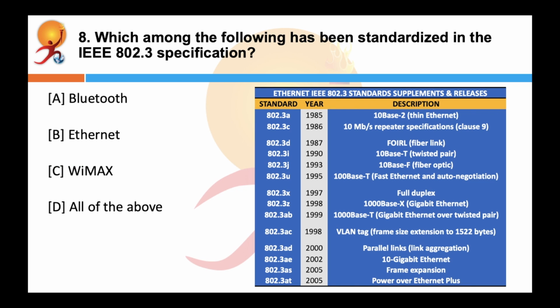Which among the following has been standardized in IEEE 802.3 specification? Correct answer is B. So IEEE 802.3 is a collection of IEEE standards produced by the working group defining the physical layer and data link layers media access control or MAC of wired Ethernet. So the answer is B.